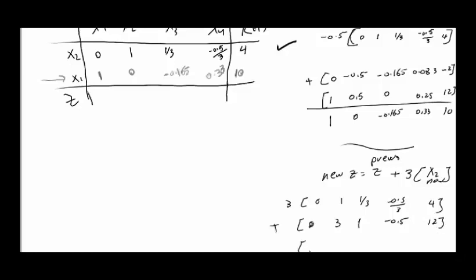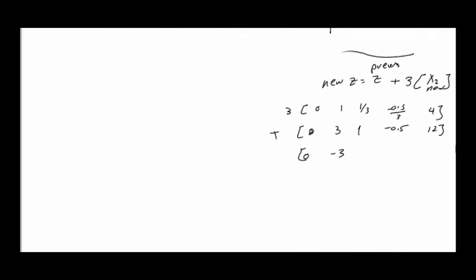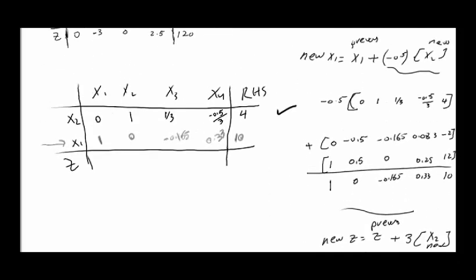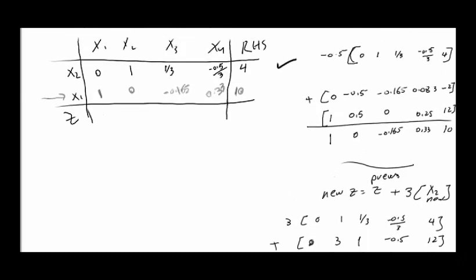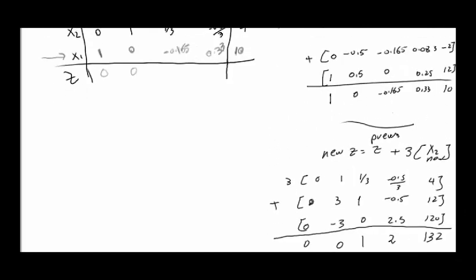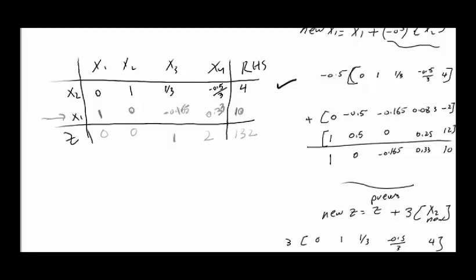So you need to add it with the previous z, which was 0, minus 3, 0, 2.5, and 120. We got here 0, here 0, here 1, here 2, here 132. Let's write it here: 0, 0, 1, 2, 132. As you can see, all these are non-negative, so we terminate the system, and we find our solution for this optimization. This one will be assigned to this, and this value will be assigned to this variable. So x1 will be 10 and x2 will be 4.